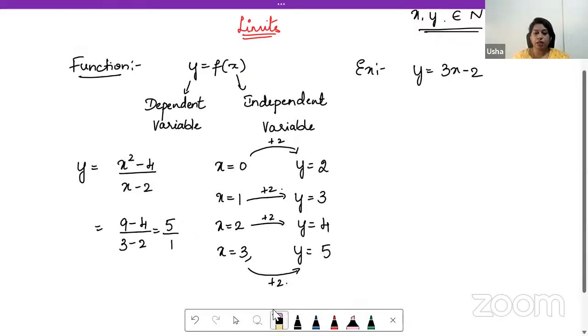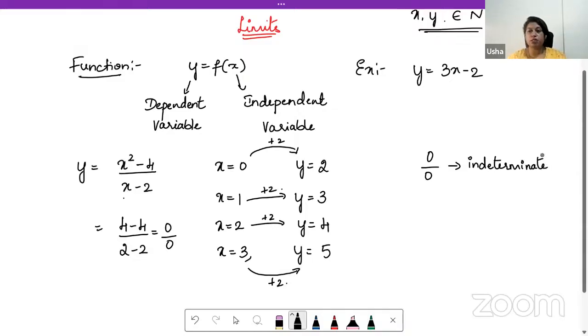But actually what happens when you substitute x as 2 here? 2 square is 4, so you get 4 minus 4 divided by 2 minus 2, because x is 2. You get 0 by 0. 0 by 0 is called an indeterminate form. That is, you cannot determine the answer. It's called indeterminate, meaning we cannot determine the answer for this. There is no answer existing for this. Anything divided by 0 can be anything.